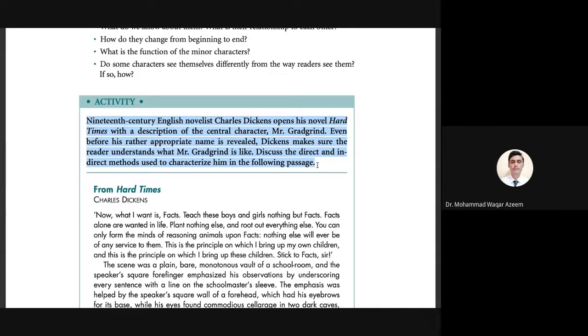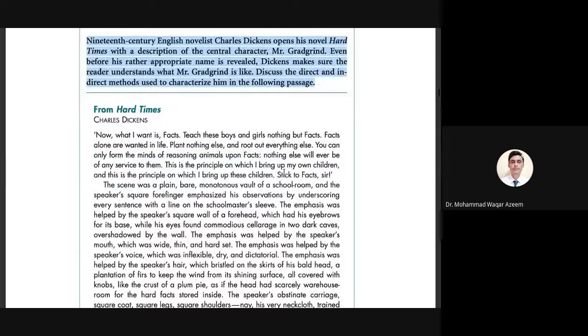So, 19th century English novelist Charles Dickens opens his novel Hard Times with a description of the central character, Mr. Gradgrind. Even before his rather appropriate name is revealed, Dickens makes sure the reader understands what Mr. Gradgrind is like. Discuss the direct and indirect methods used to characterize him in the following passage.